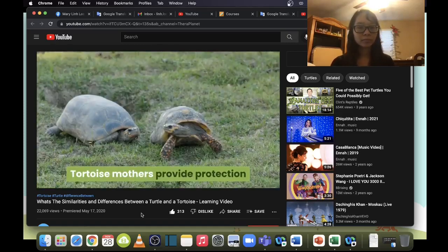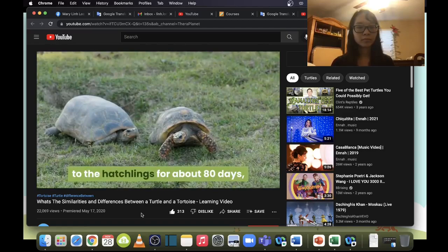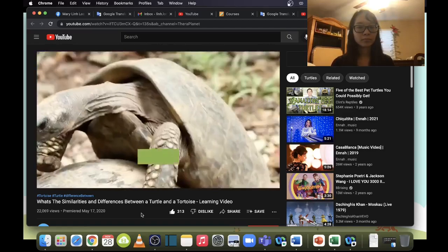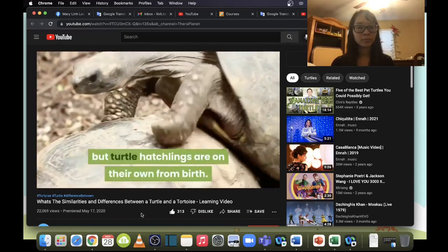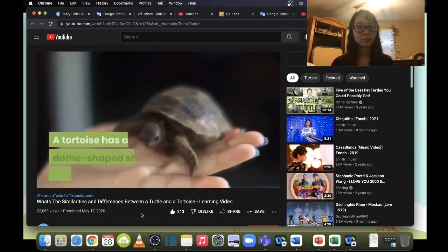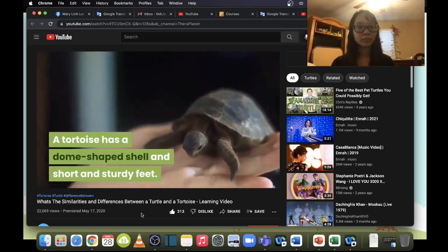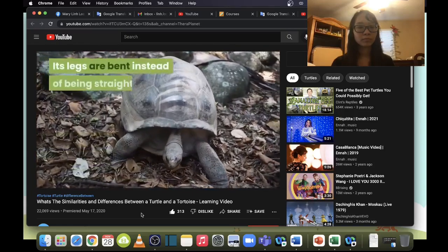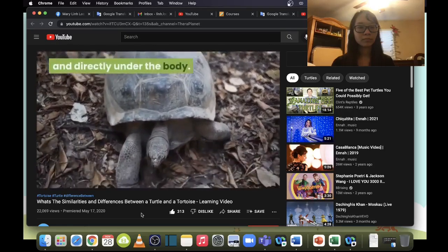Tortoise mothers provide protection to the hatchlings for about 80 days, after which they survive on their own, but turtle hatchlings are on their own from birth. Differences in physical characteristics. A tortoise has a dome-shaped shell and short and sturdy feet. Its legs are bent instead of being straight and directly under the body.